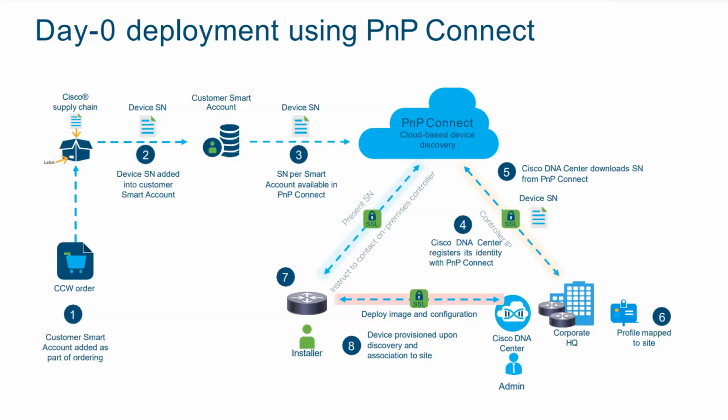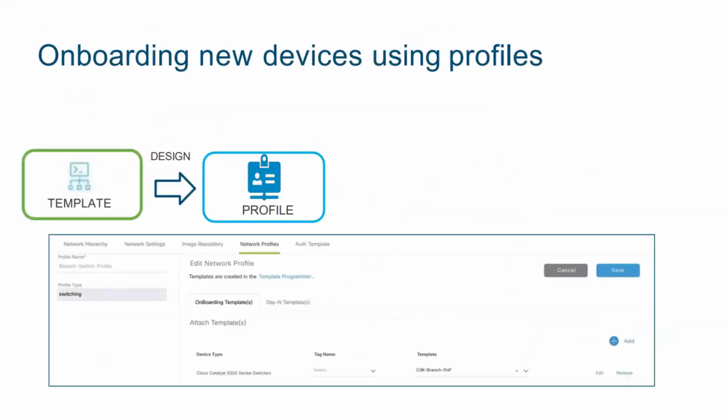This is just in case you don't have DHCP or you don't have the time or resources to deploy DHCP or DNS. The easiest way is to deploy DHCP and DNS on your network. If it doesn't work, Cisco PNP Connect is there for you.